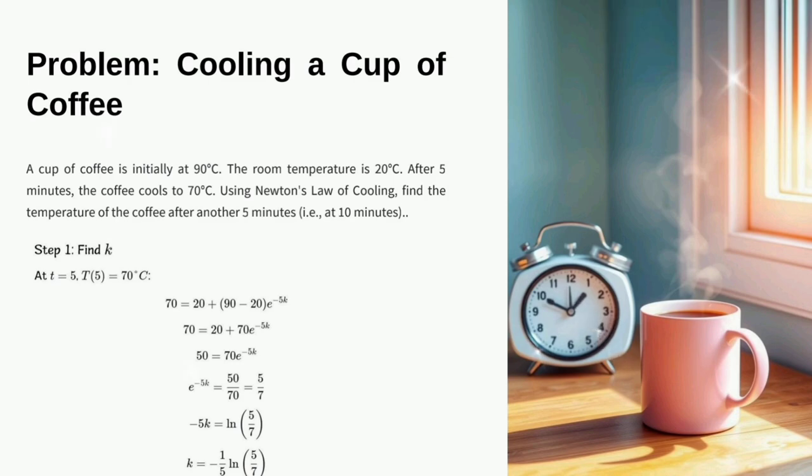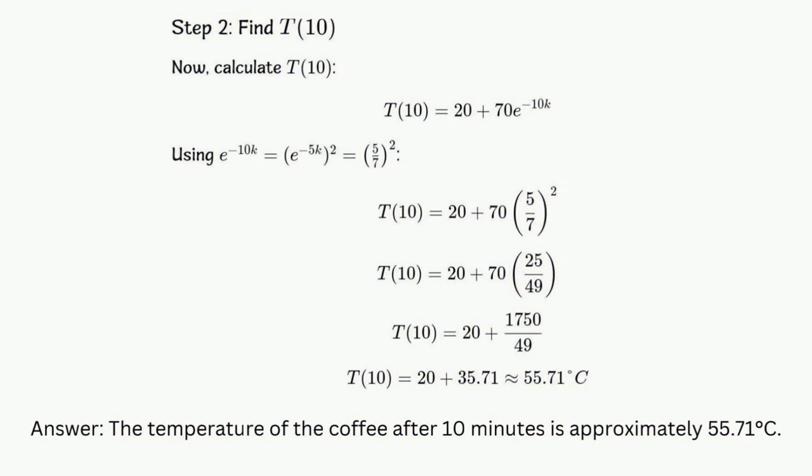Now we will find the solution. Step 1. Find the value of k. What are the values given in the question? After 5 minutes, the coffee cools to 70 degrees Celsius. That is, at time t = 5, T(5) is 70 degrees Celsius. Using this value in Newton's law of cooling formula to find the value of k first. After we get the value of k, we can find the temperature of the object at 10 minutes.